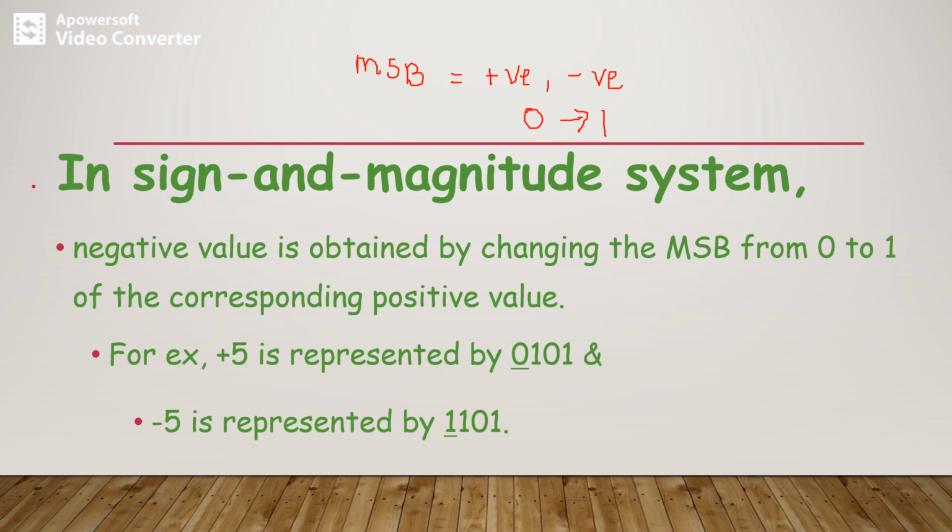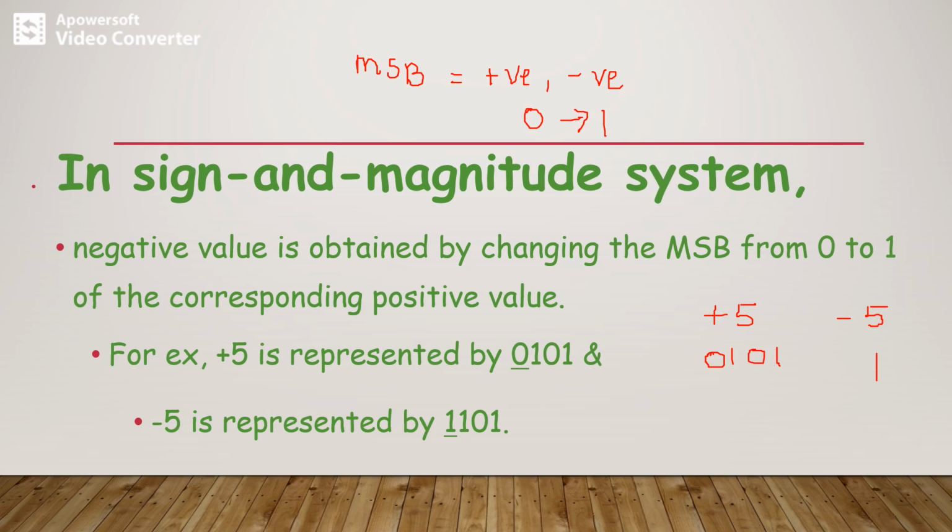For example, plus 5. In terms of binary, I can write it as 101, that is 5. Since it is plus, I can take the MSB value as 0. Now I need to represent this plus 5 in terms of sign and magnitude. So suppose I need to represent minus 5.